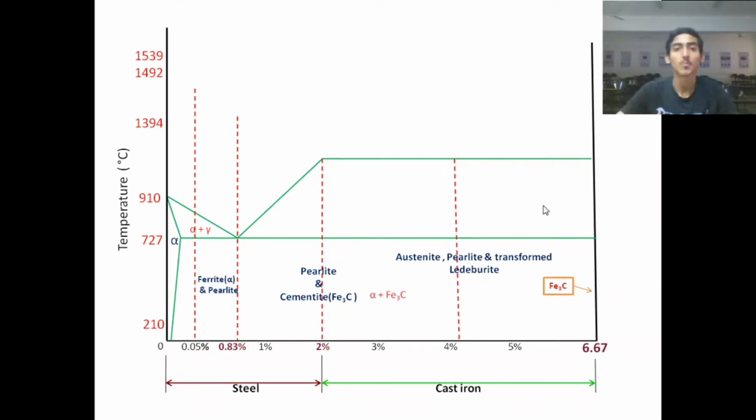Hello, myself cementite. I am an intermetallic compound of iron and carbon. I have a fixed carbon percentage of 6.67% and my chemical formula is Fe3C. My crystal structure is complex orthorhombic. I have the hardest structure in the equilibrium diagram and I am brittle in nature. I am also termed iron carbide. I am stable over a wide range of temperature, up to around 1500 degrees Celsius.